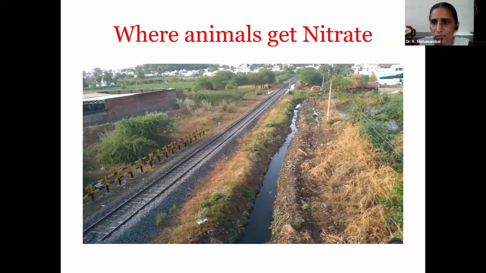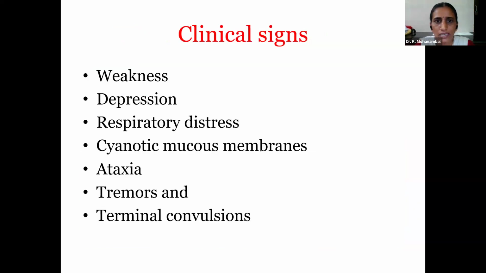And commercial manure and fertilizers, which have a higher amount of nitrate, when applied and animals eat those plants, there may be a chance of nitrate toxicity. So when an animal is presented with nitrate toxicity, it will exhibit clinical signs of weakness, depression, respiratory distress, and cyanotic mucous membranes because of methemoglobin, ataxia, tremors, and terminal convulsions are also common.